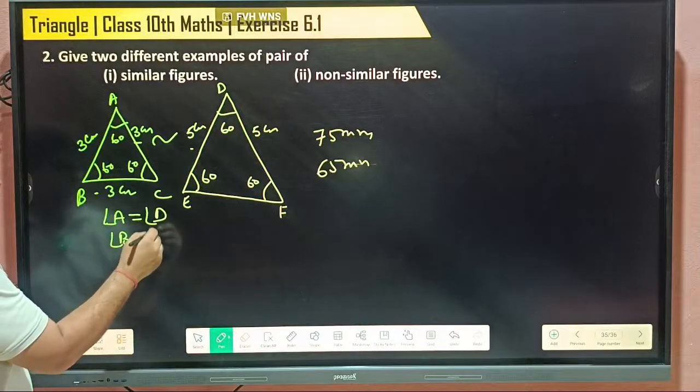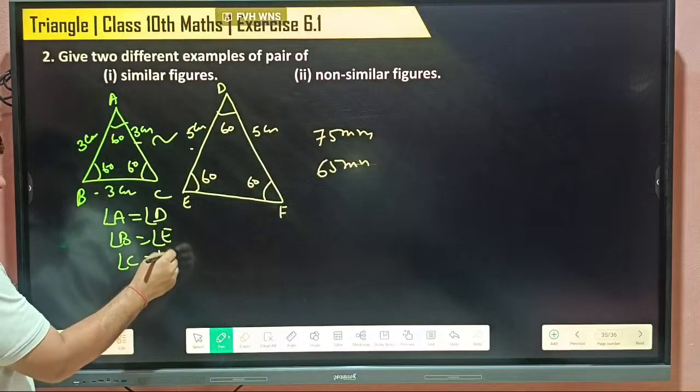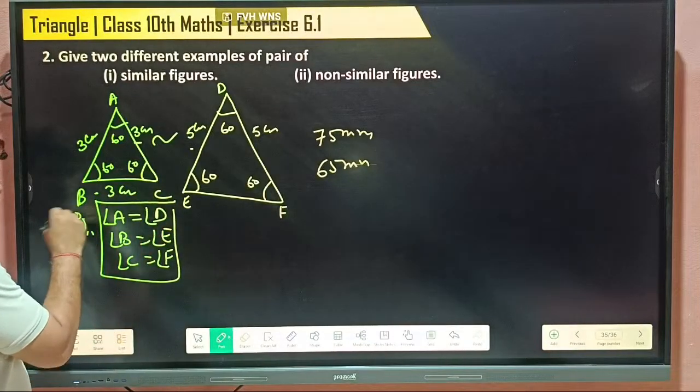angle B is equal to angle E, angle C is equal to angle F. It means we are satisfying the first condition.